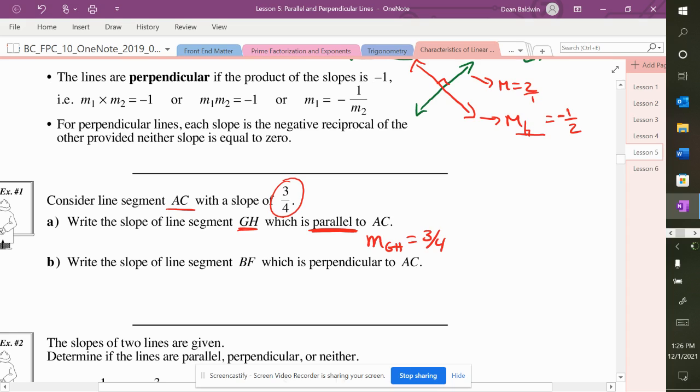So next one, BF is perpendicular to AC. So what is the slope of BF if it's perpendicular to AC? What do we do with the slope? Flip it. That's the first step. So if I flip 3/4, I get 4/3 and put a negative sign. That's the slope of BF. Is that okay? You being serious? Oh, you want to know why that is? Okay.